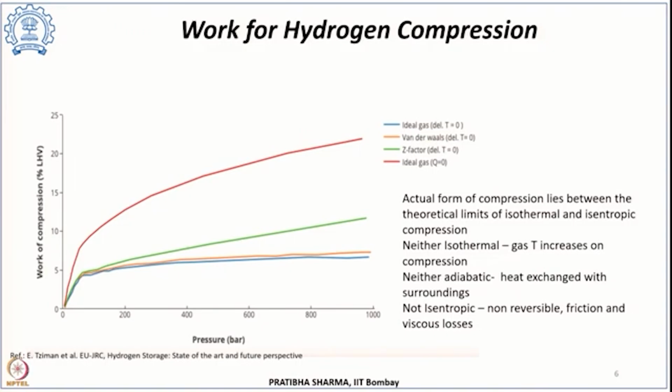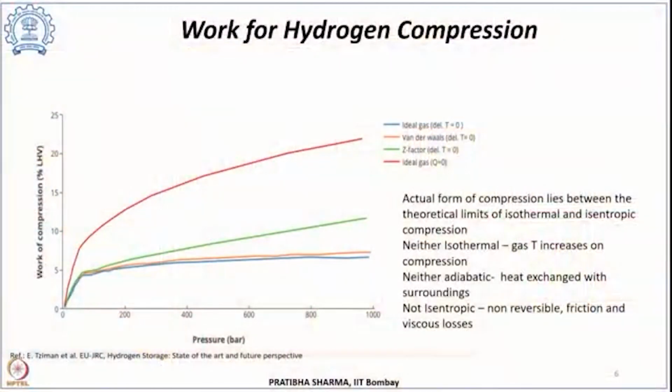Now as mentioned, theoretically the work required to compress hydrogen in an isothermal process is minimum, and to compress it through an isoentropic process it is maximum. But the actual work of compression lies between the two theoretical limits of isothermal and isoentropic compression. So the actual process of compression is neither isothermal.